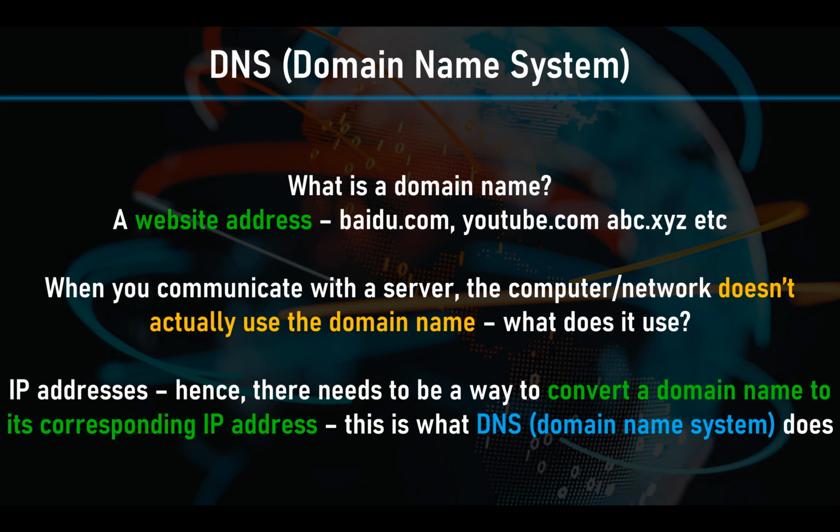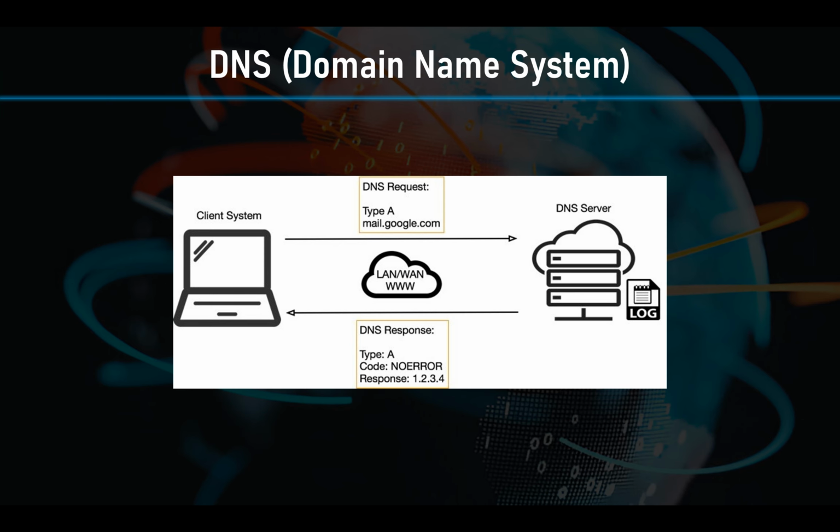Hence, there needs to be a way to convert from a domain name, which is easy for humans to remember, to the IP address, which is actually what's used for the routing process. So this is what DNS, or the domain name system, does. It's converting from the domain name to the IP address, or maybe not necessarily converting, but storing a record between the domain name and IP, and then returning the corresponding value.